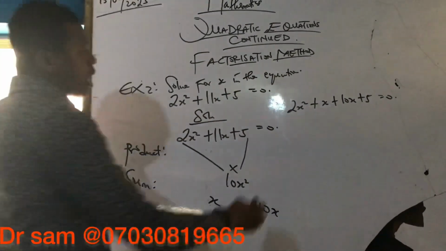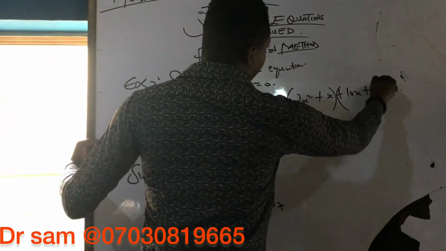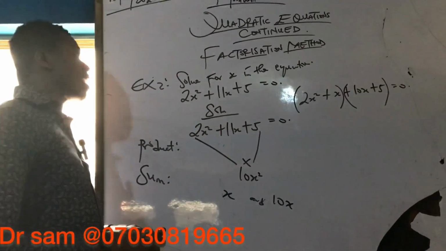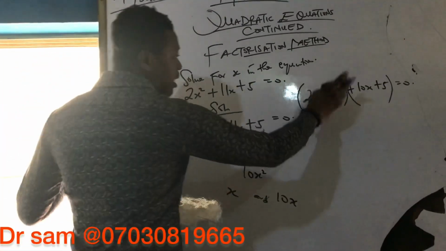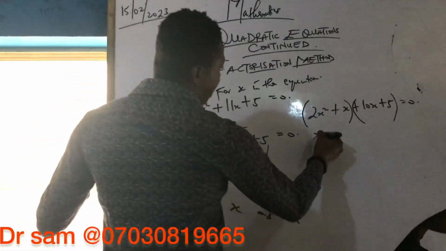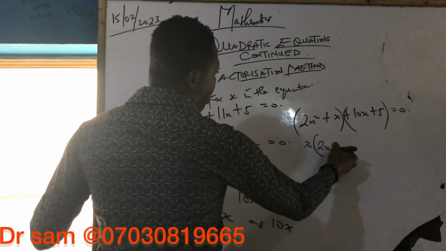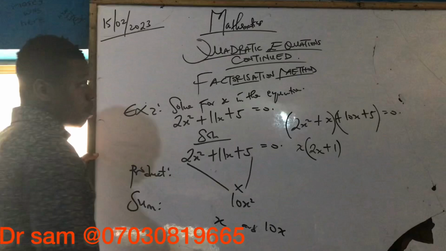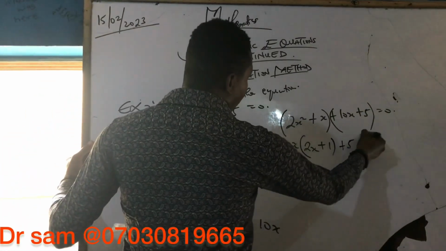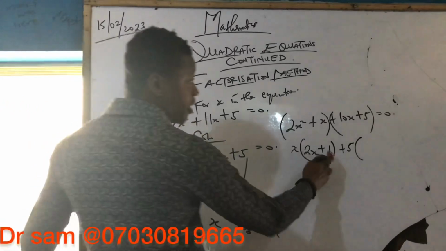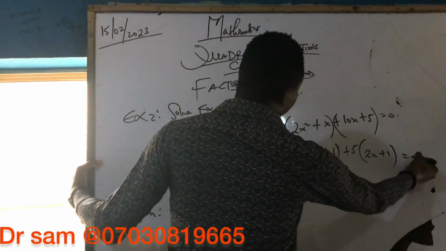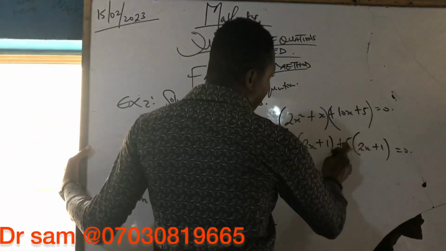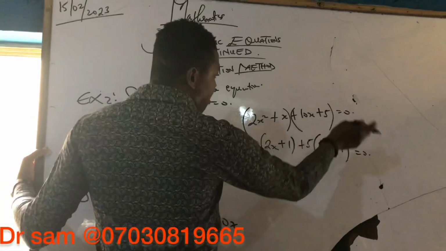Then group them into two parts, this and this, this and this. Then we pick out what is common from each of the brackets. 2x squared and x, x is common. So if I take out an x, this will be left with 2x. Then x divided by x gives me 1. Very simple. 10x and 5, the common factor is 5. The brackets must be the same: 2x plus 1. That's the secret, the brackets must be the same. We can prove it: 10x divided by 5 is 2x, 5 divided by 5 is 1.